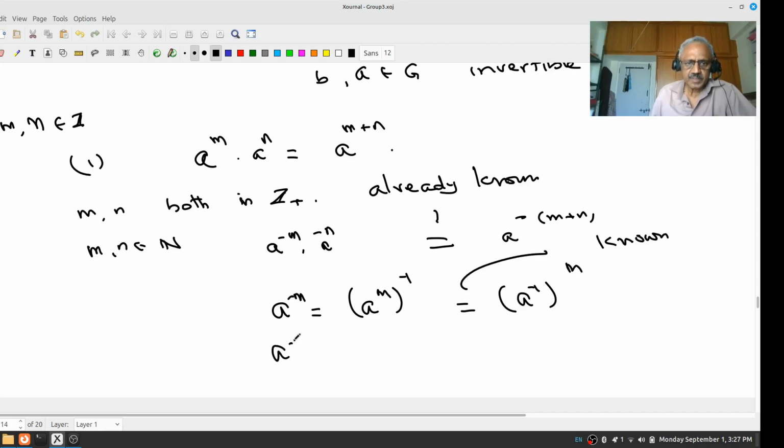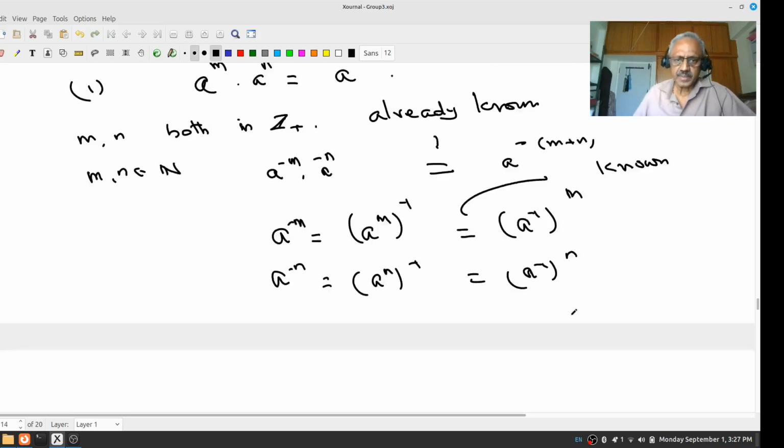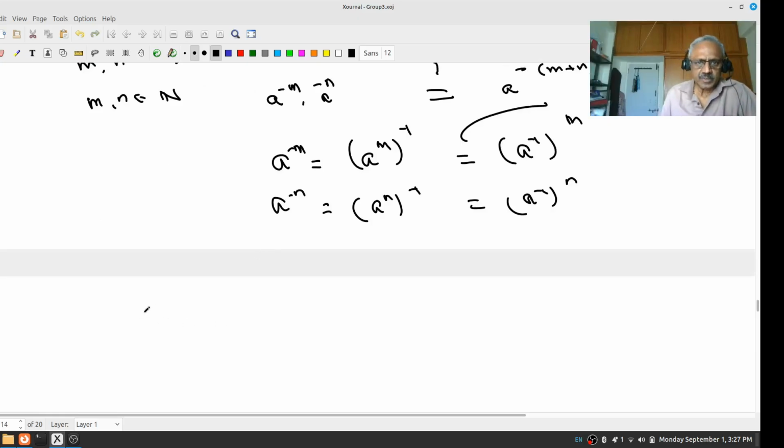And similarly a to the power minus n is a n inverse, which is also a inverse to the power n. Okay, so we can use any one of them. Let us see. A to the power minus m into a to the power minus n is a m inverse and a to the power n inverse.